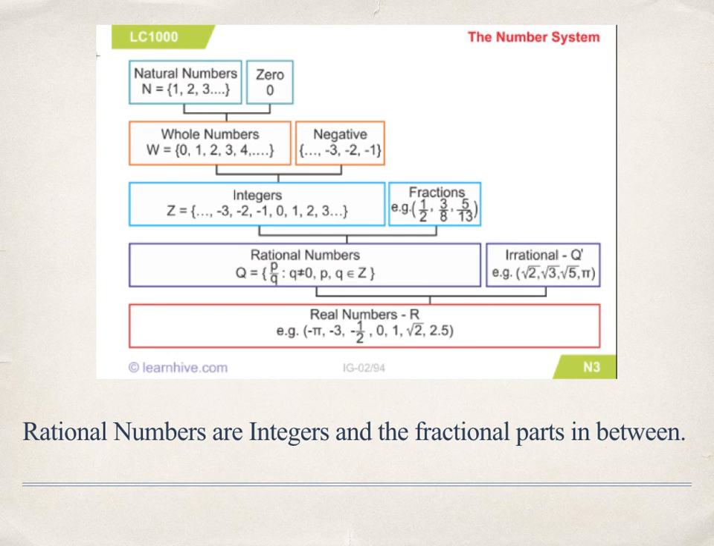Here's a visual of rational numbers and where they fall in the number system. Rational numbers can be integers and can be written as a fraction with a denominator that cannot be equal to 0.